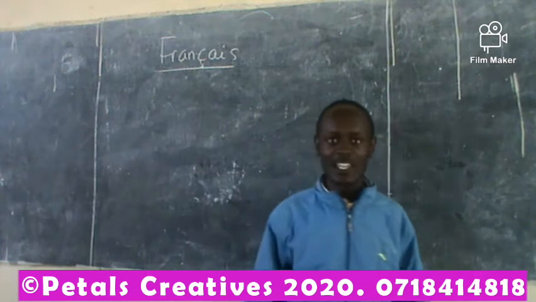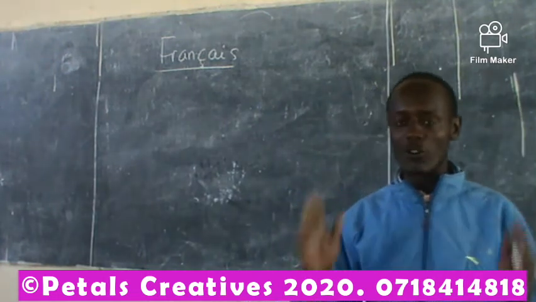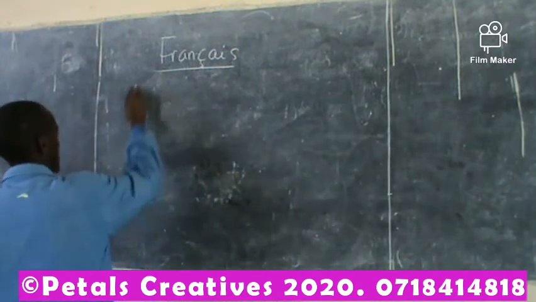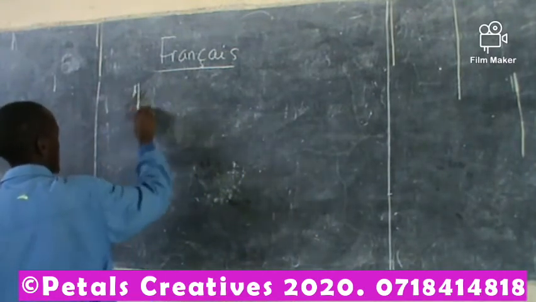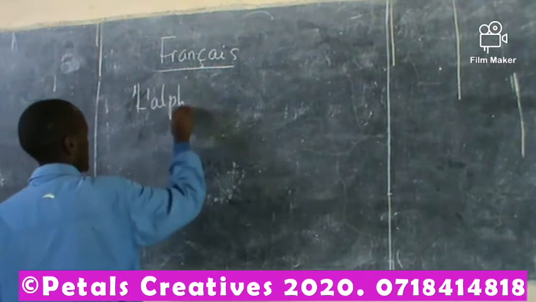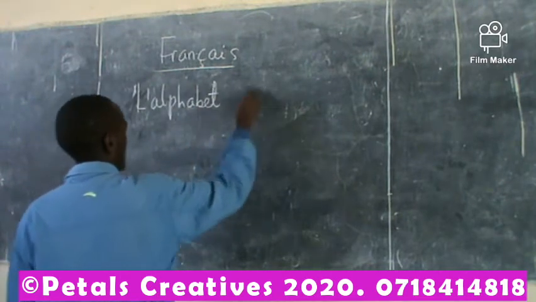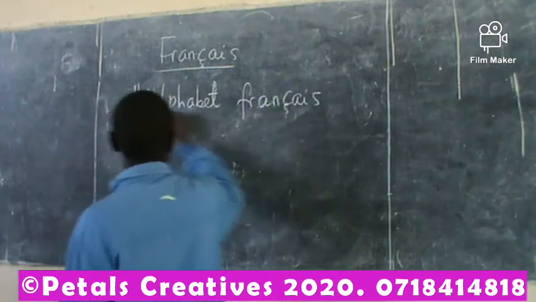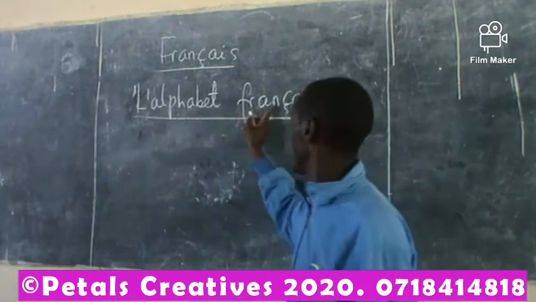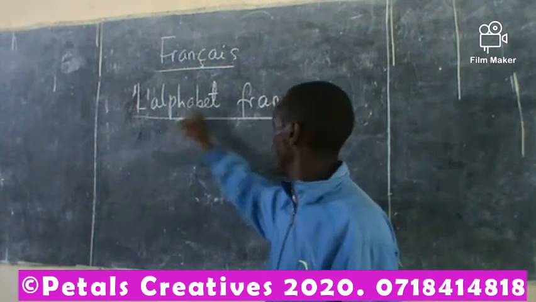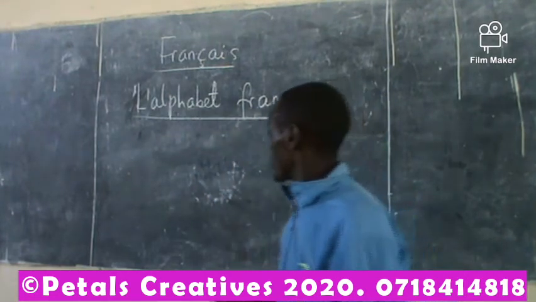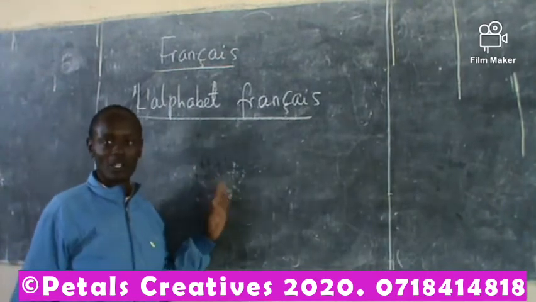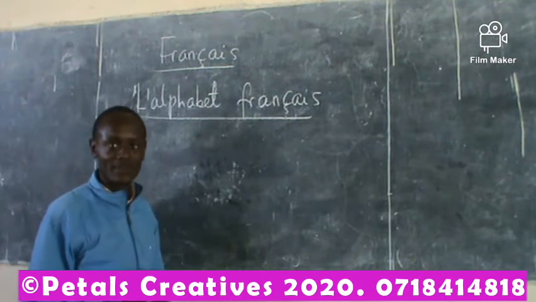So the most basic thing about French is, of course, the alphabet. We call it l'alphabet français. So this one means French alphabet, l'alphabet français. So let us get started. Actually, it is not very different from English, just some small variations here and there.